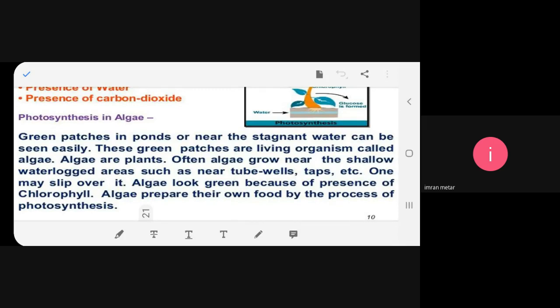Algae look green because... Sorry, don't read like that. One may slip over it. Don't break in between. There's a full stop, so you have to stop over there. Okay, go together, then I will understand it better. I'm not able to understand what you are saying. So you have to capture the audience better because you're the leader. You're reading it, so you have to capture the audience.